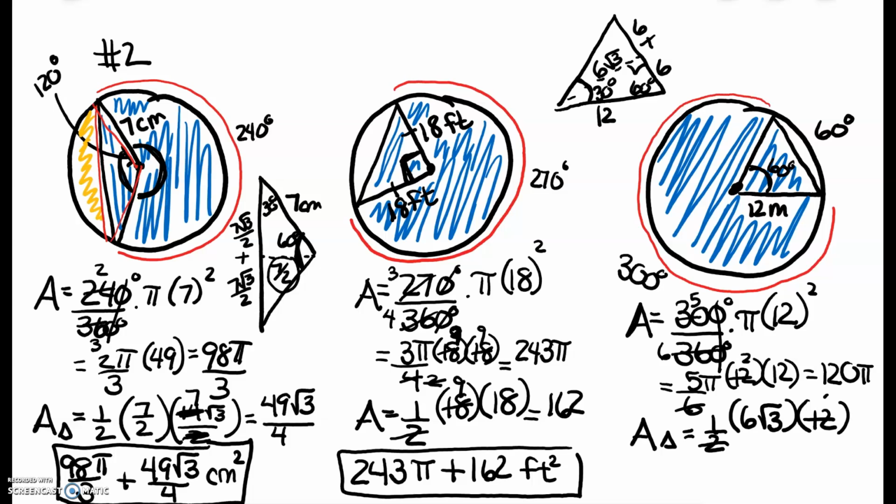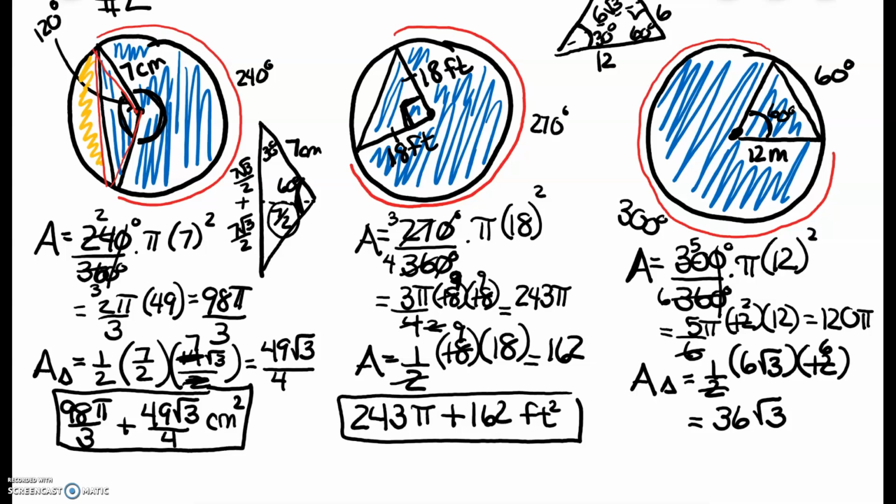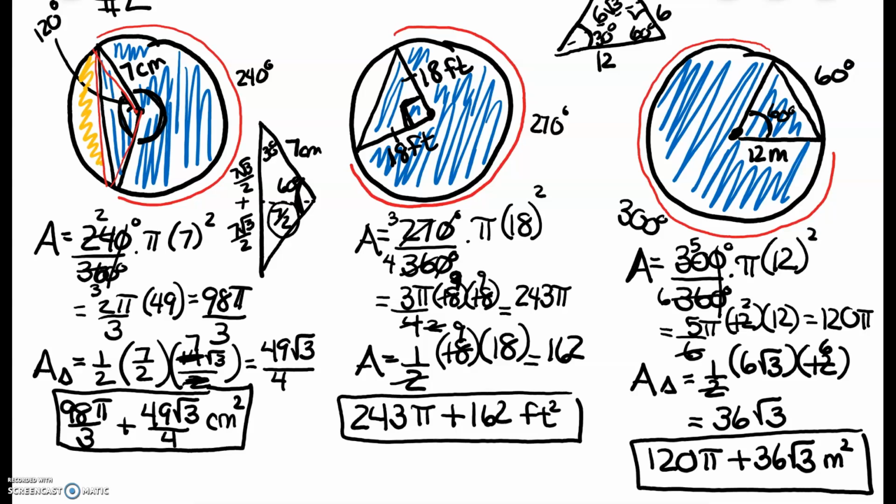So the area for my triangle will be 1/2 times the height times the base of 12. So I'm going to reduce the 2 and the 12 and get 6 times 6 is 36 square root of 3. So now when I add these two areas, I get 120 pi plus 36 radical 3, and that was in meters, so it's meters squared because it's area.